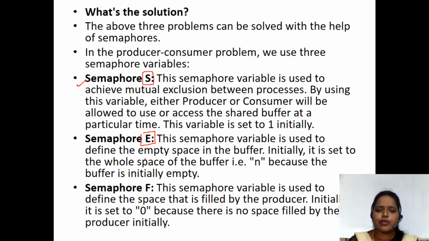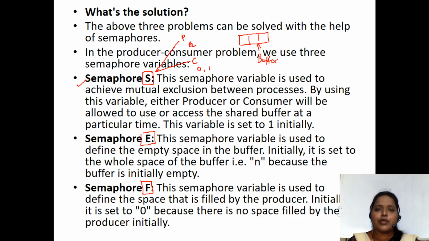These are the 3 semaphores we are going to use: S, E, and F. What is the task of this S semaphore? Suppose this is the buffer. The S semaphore will see whether the producer has to work or the consumer has to work. This semaphore S is going to have the values 0 or 1. 0 means nobody is using it, 1 means somebody is using it.